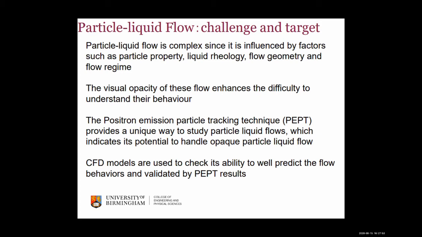And also we are using CFD models and software to predict what will happen in our fluid.